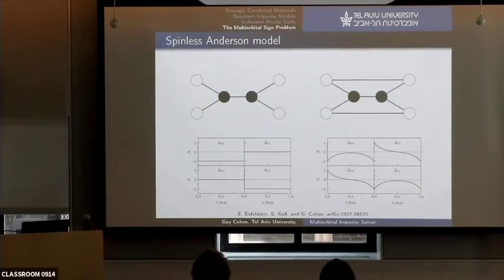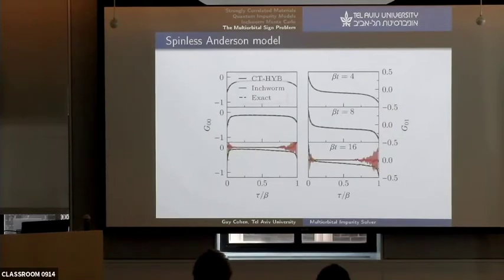So now let's look at what happens. We're going to take this model and solve it with CT-HIB and with inchworm CT-HIB in imaginary time at 3 temperatures. We're going to do an easy one, a pretty hard one, and an impossible one.